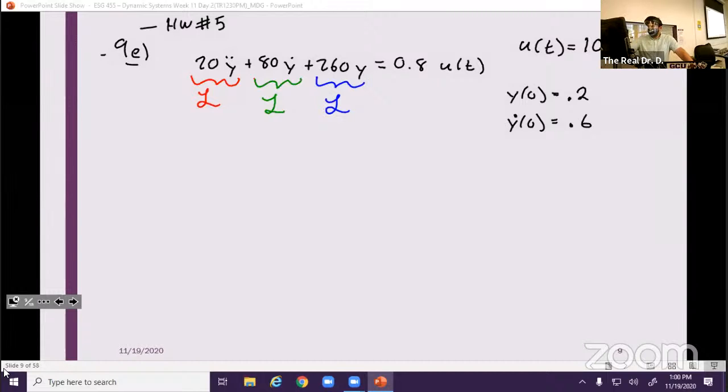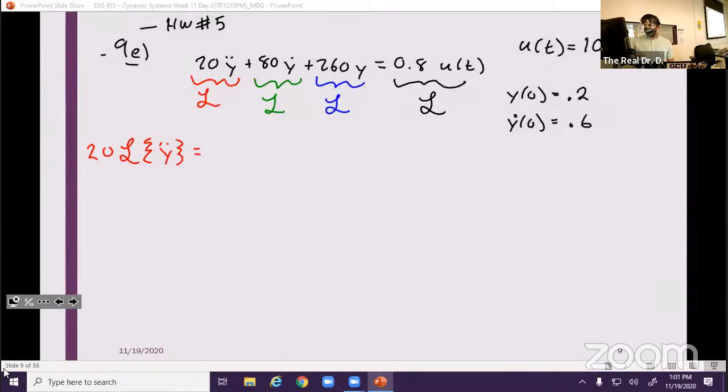Right, so I've got to take the Laplace transform of all these things. I've used different colors on purpose because I'm going to do each one in a different color, so hopefully it's clear which one is which. We've got 20 times the Laplace transform of y double dot, which is d squared y dt squared, the second derivative. Well, we've got a property for that.